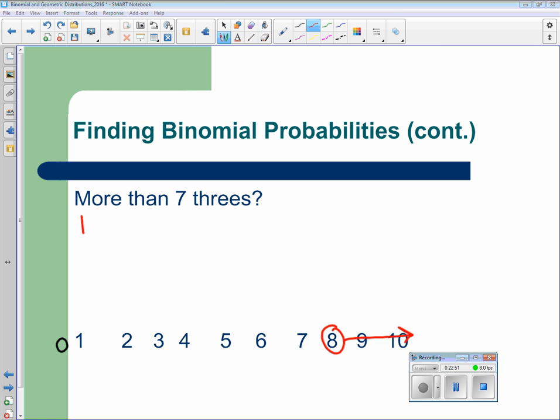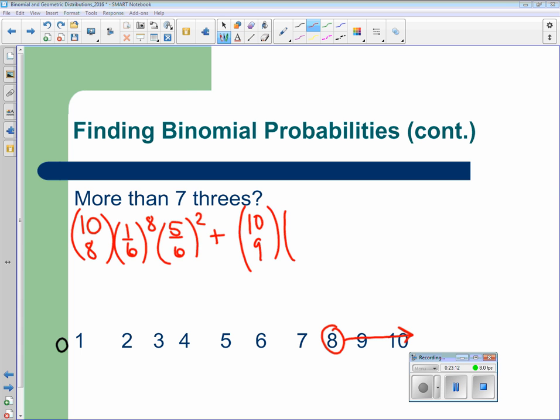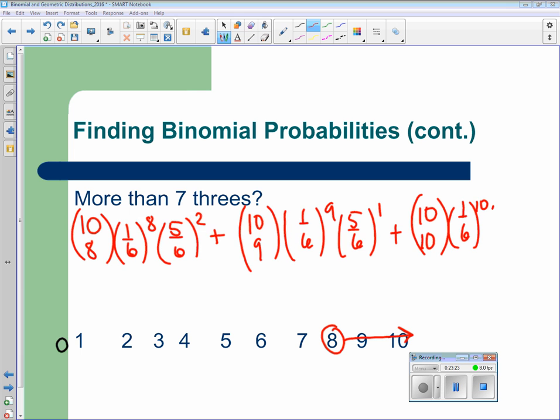So what would it be? It'd be 10 choose 8 times 1/6 to the 8, 5/6 to the 2, or 10 choose 9, 1/6 to the 9, 5/6 to the 1, or 10 choose 10, 1/6 to the 10, 5/6 to the 0. Go ahead and tell me what you get.